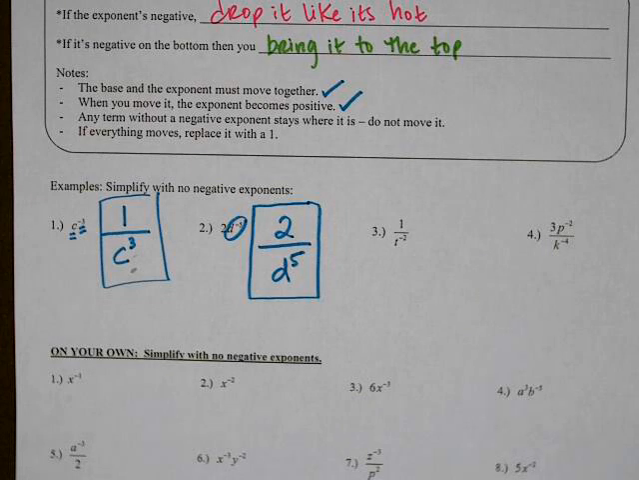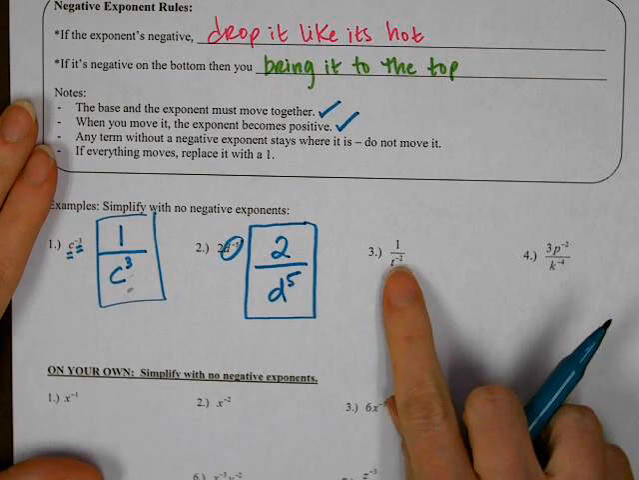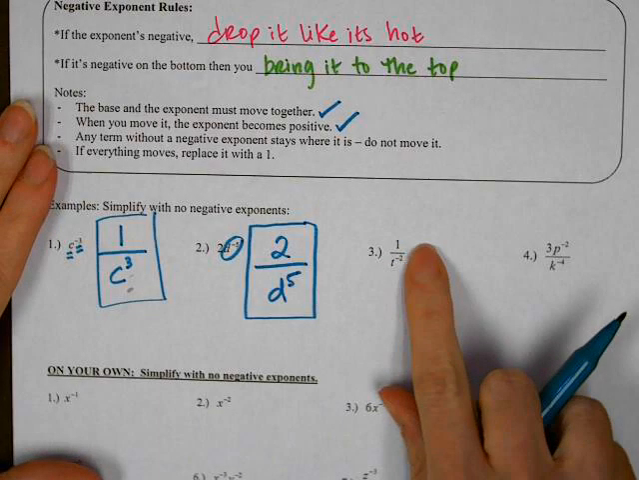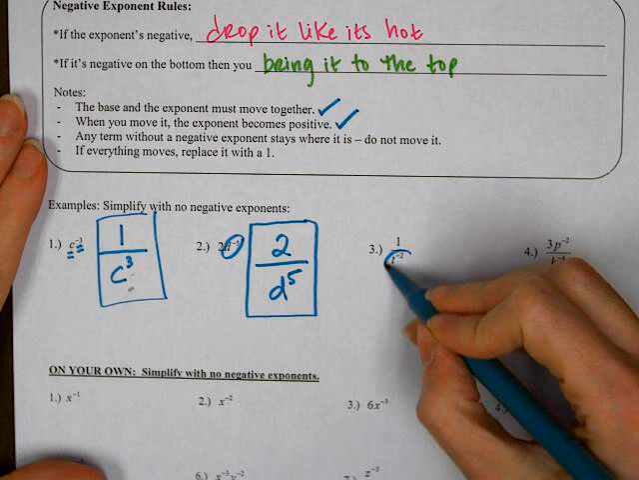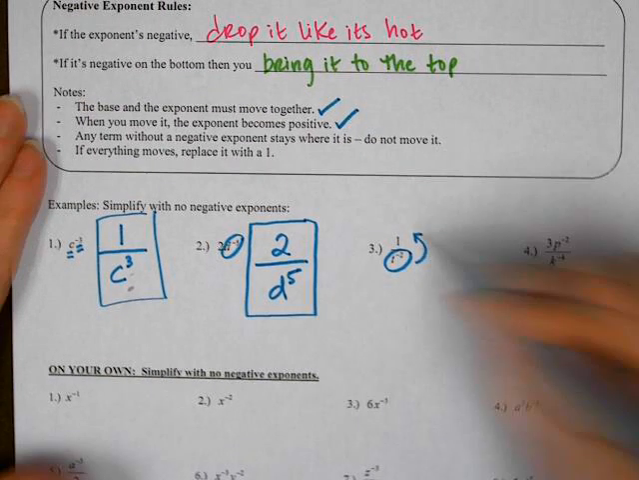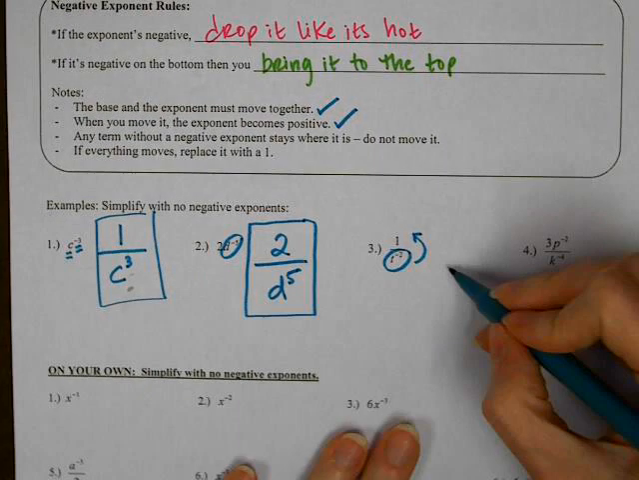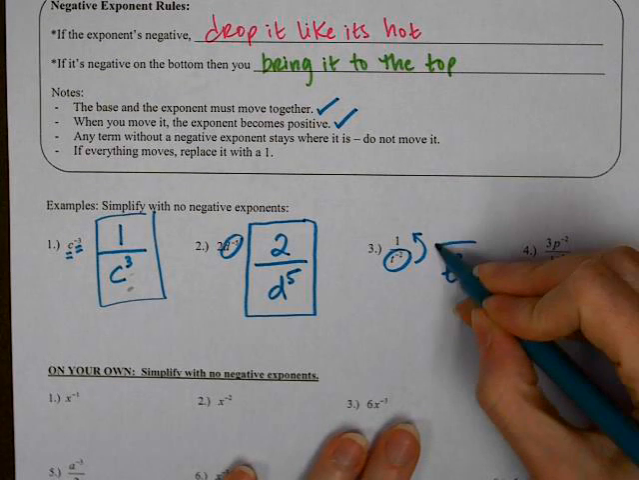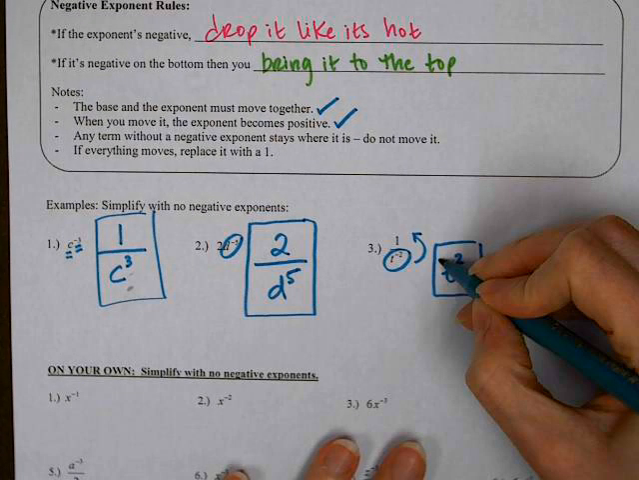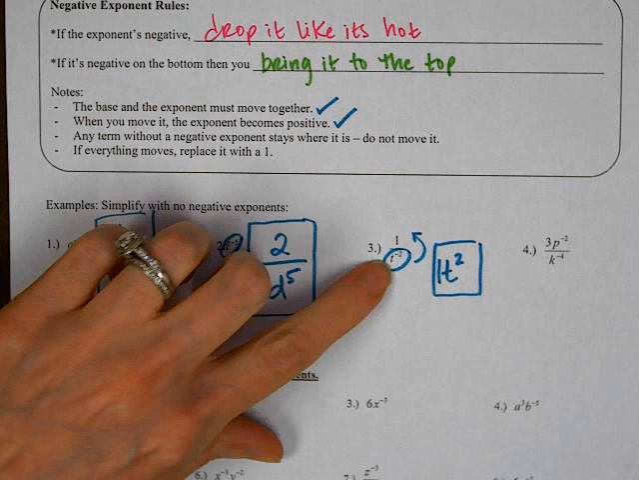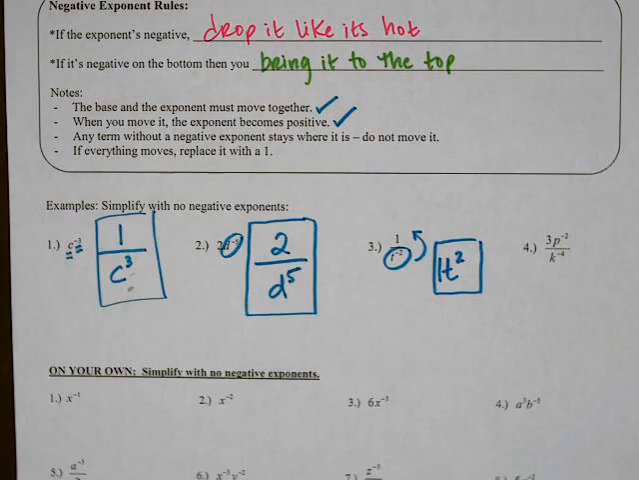All right, number 3 now: if it's negative on the bottom, then you bring it to the top. So now this guy's got to travel together and move to the top. And again, when you move, the exponent becomes positive. So this will just be t squared. Now you can put the 1. That's okay. 1 t squared. We moved it to the top.